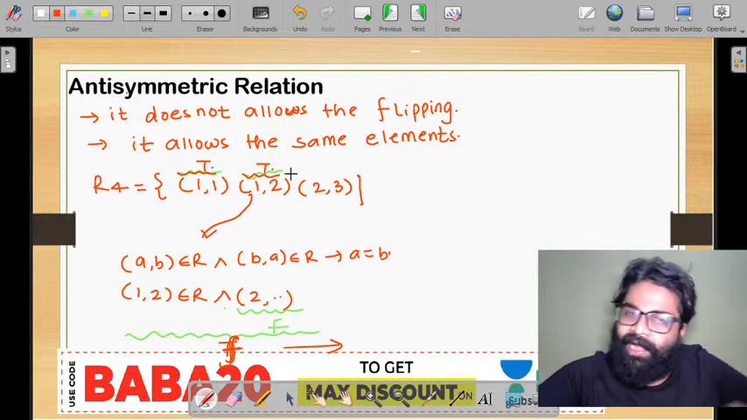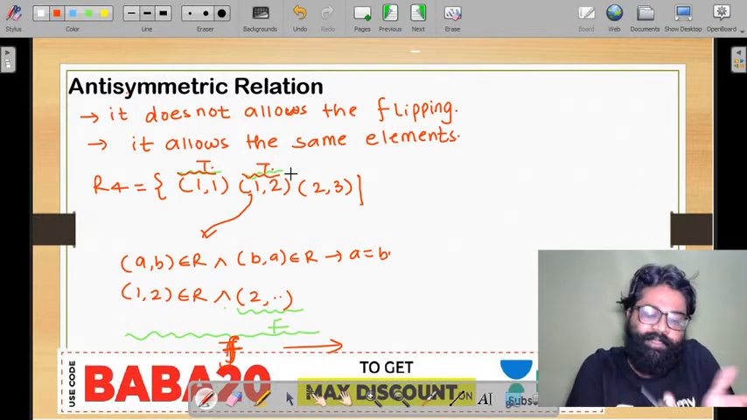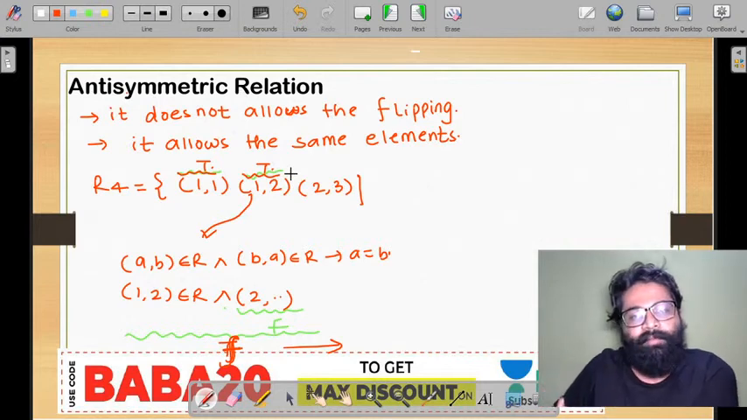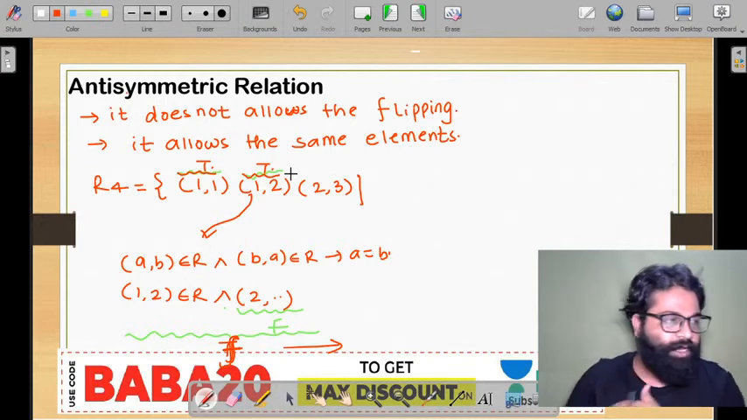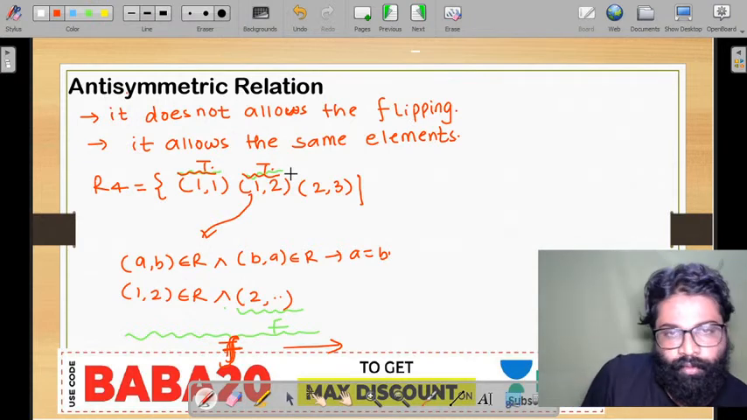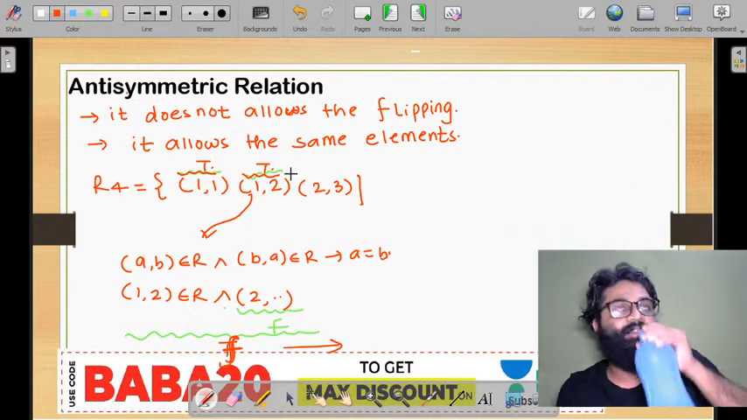And for 2 comma 3 again the same thing is happening. The first one will become true, the second one will become false. False will see the AND condition, the left side will become false. False implies anything, so the whole statement will become true. So respond also if you are getting this.